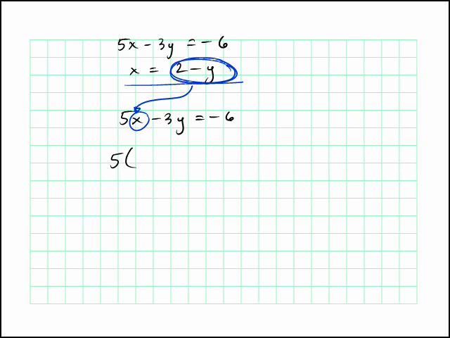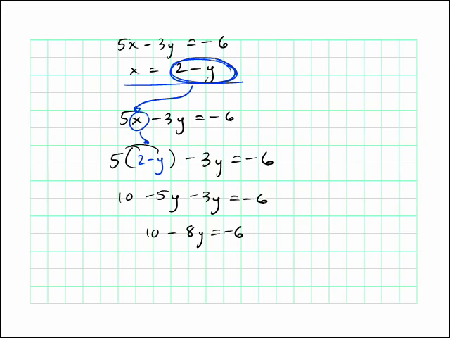(5) x minus 3y equals negative 6. This x gets replaced with 2 minus y. I now have an equation with only y's in it. I can now solve the equation. That'll be 10 minus 5y minus 3y equals negative 6. 10 minus 8y equals negative 6.